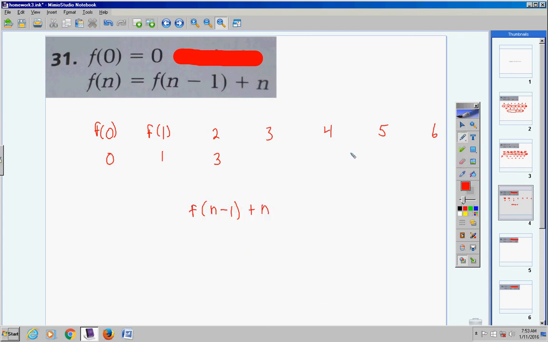Alright, moving on to number 3. 3 minus 1 is 2, so I have f of 2. F of 2 is 3. And then for n, I'm substituting 3 in, so we're going to get 6. So f of 3 is 6.